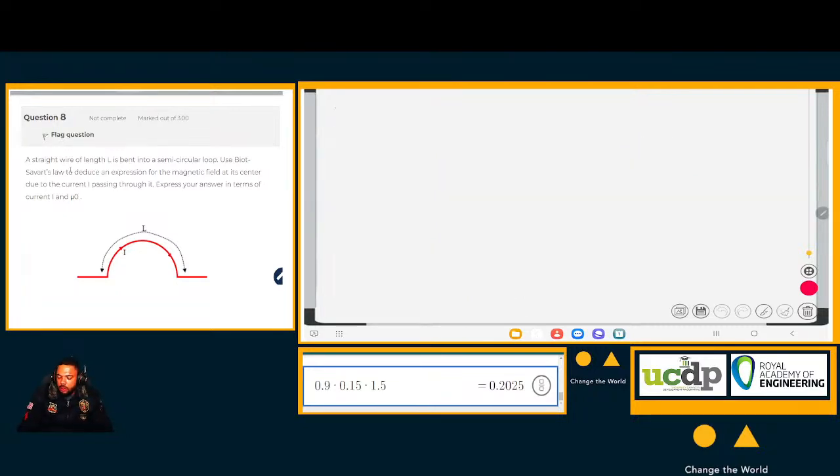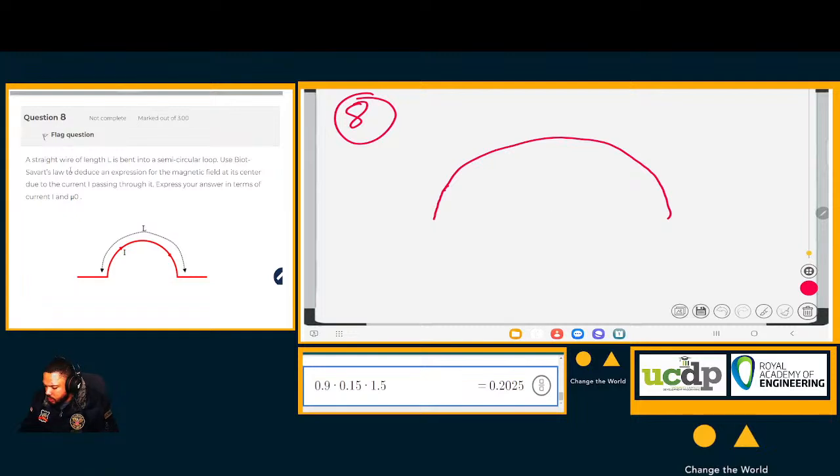Now, question number 8. A straight wire of length L is bent into that shape. It's been given there. So we take this wire and we bend it into that shape, a semicircle. And that's the center, and that distance is the radius of that semicircle, R.